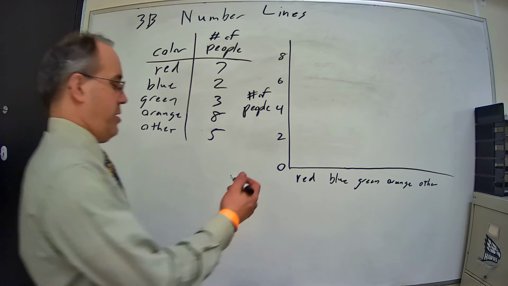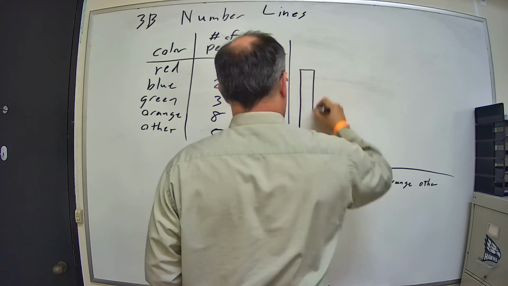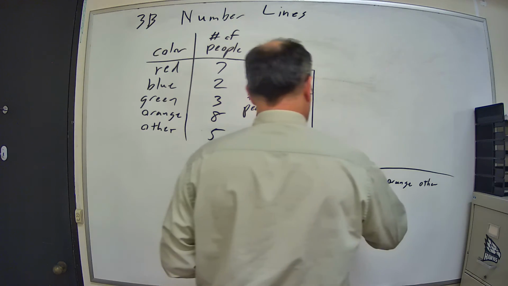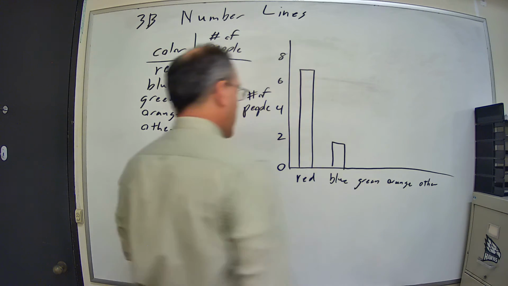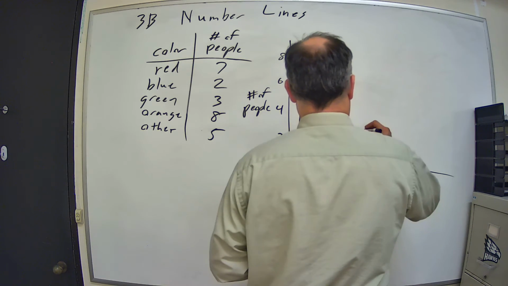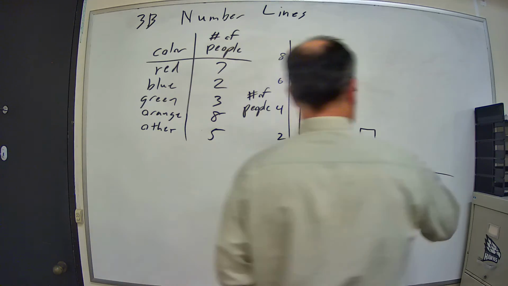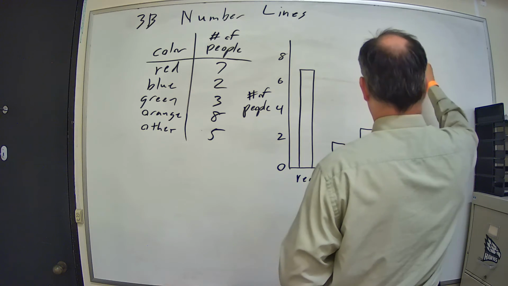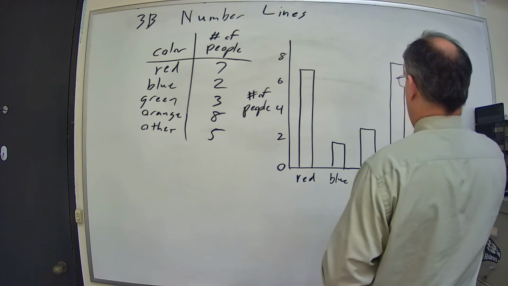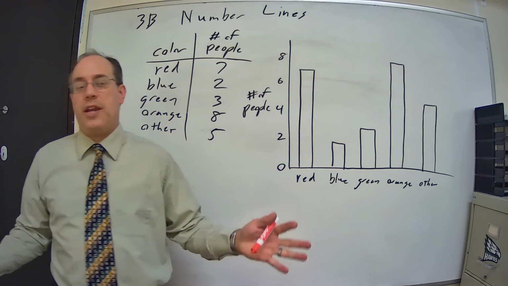So red had 7. So we're just going to create a bar over red that goes up to 7. Blue had 2. So we're going to do a bar over blue that goes up to 2. Green had 3. A bar that goes up to 3. Orange had 8. So a bar that goes up to 8. And other had 5. A bar that goes up to 5. And we just created our first bar graph.